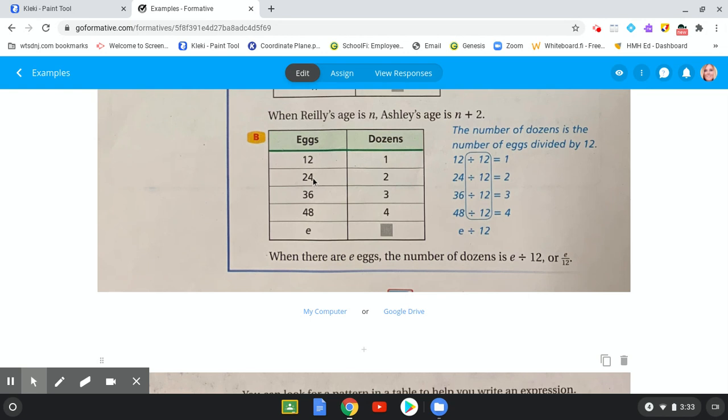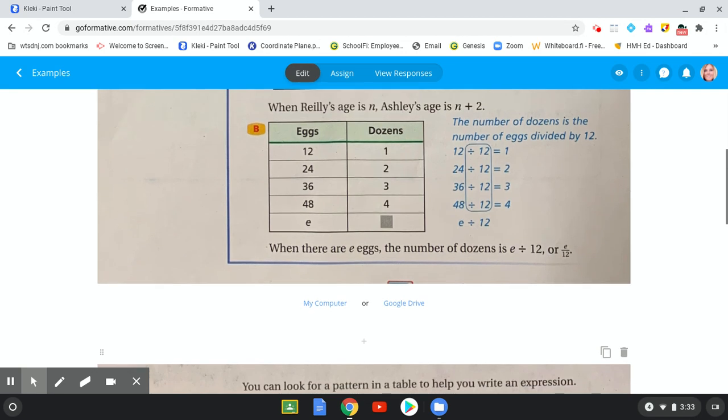So let's see if 24 divided by 12 is equal to 2. 24 divided by 12 does equal 2. 36 divided by 12, does that give me 3? Yes, it does. And 48 divided by 12, does that give me 4? And yes, it does. So now my algebraic expression is my E for eggs divided by 12 to get how many dozen that would give me. So E divided by 12. Now remember, you can use the division symbol or you can use the fraction bar to represent division.